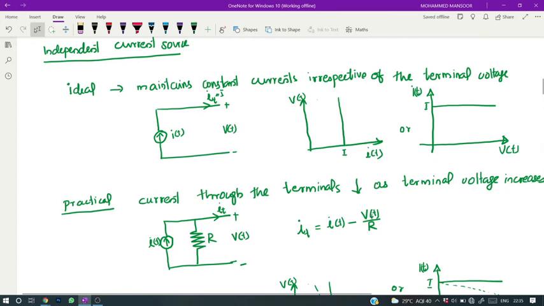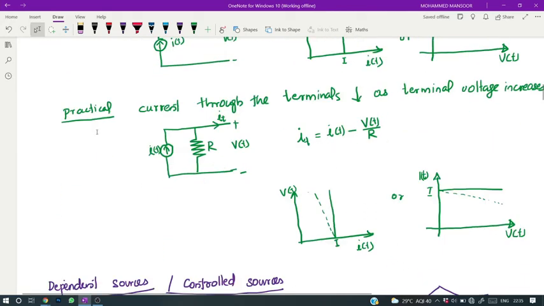A practical current source can be represented by an ideal current source in parallel with a resistance. In the case of a practical current source, the terminal current is not constant. As voltage increases, terminal current decreases as shown here, denoted by this dotted line.